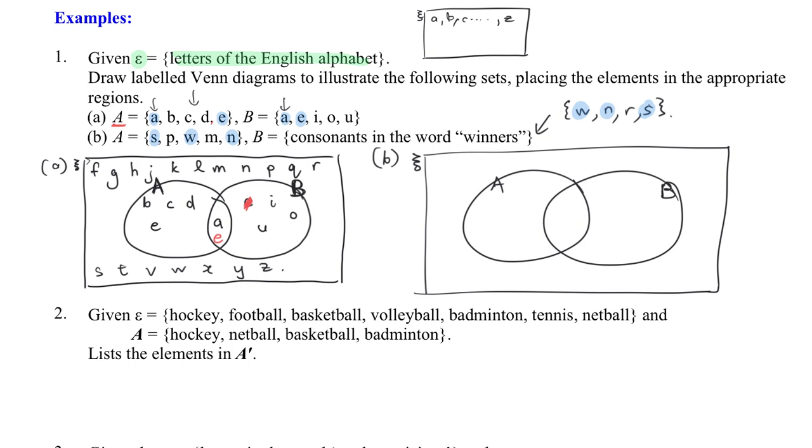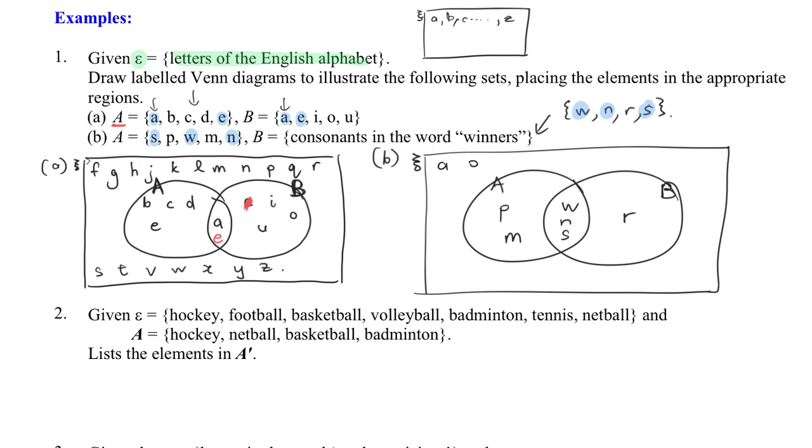So 3 things, and I'll just directly write them here first: W, N, and S. The rest of A consists of P and M. The rest of B consists of R. Now I just have to fill up the rest of the universal set that are outside of A and B. So it's literally counting my alphabets again.